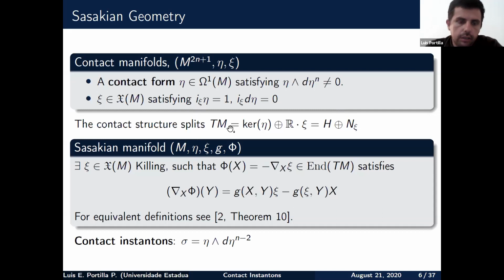Sasakian manifolds, in particular, are contact manifolds satisfying this condition, or other equivalent definitions that you can see in the Boyer and Galicki books. And the point is, for a contact structure, this natural form appears. In my case, for 7-dimensional Sasakian manifolds, I have sigma equal to eta wedge d eta, where d eta, usually called omega, is a Kähler structure on the contact distribution.